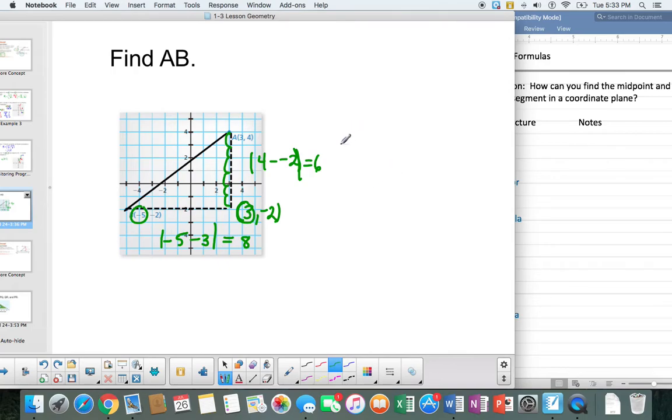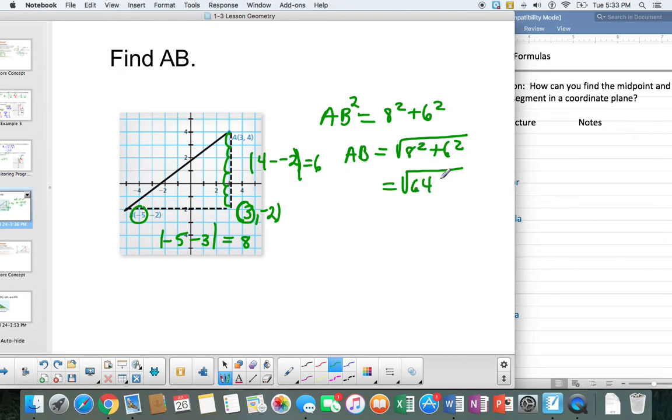Okay, when this is done, we have a right triangle and we can actually find AB, which is the hypotenuse. AB squared is equal to 8 squared plus 6 squared. And then to figure out AB, I'm going to just take the square root of 8 squared plus 6 squared, which will be root 64 plus 36, which is going to be root 100, and the answer is 10.